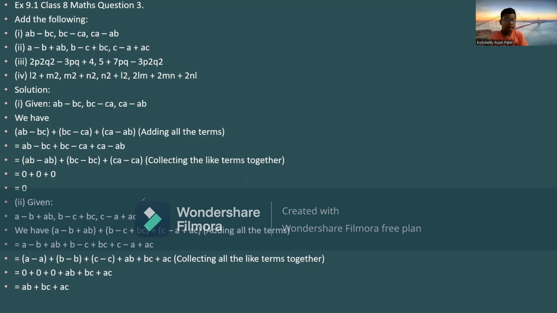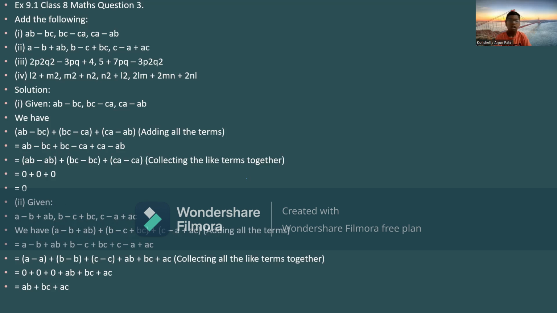So let's see the second bit. What is the second bit? A minus B plus AB, B minus C plus BC, C minus A plus AC. We can do it in a direct way. So as I have told you, take (A minus B plus AB) plus (B minus C plus BC) plus (C minus A plus AC).